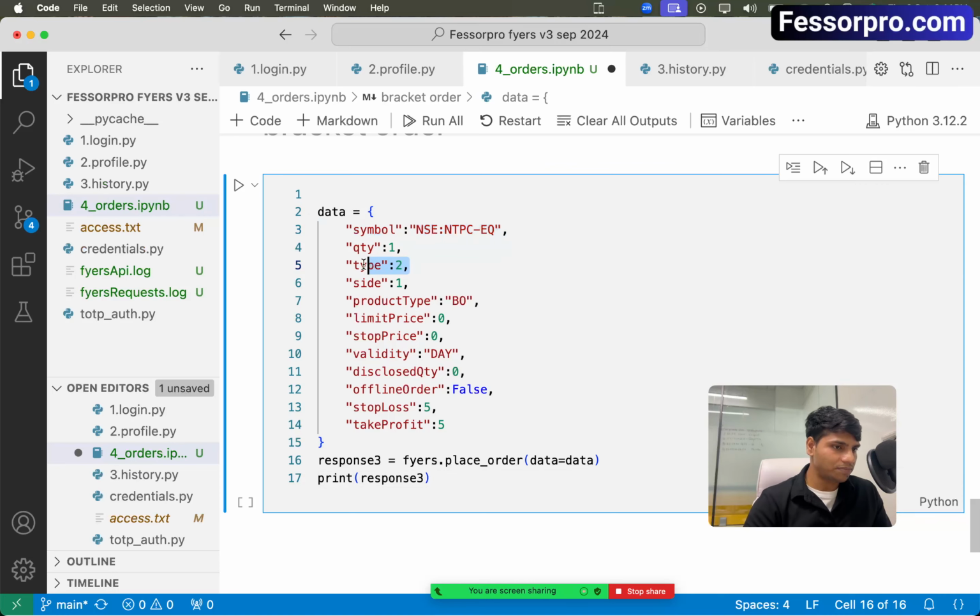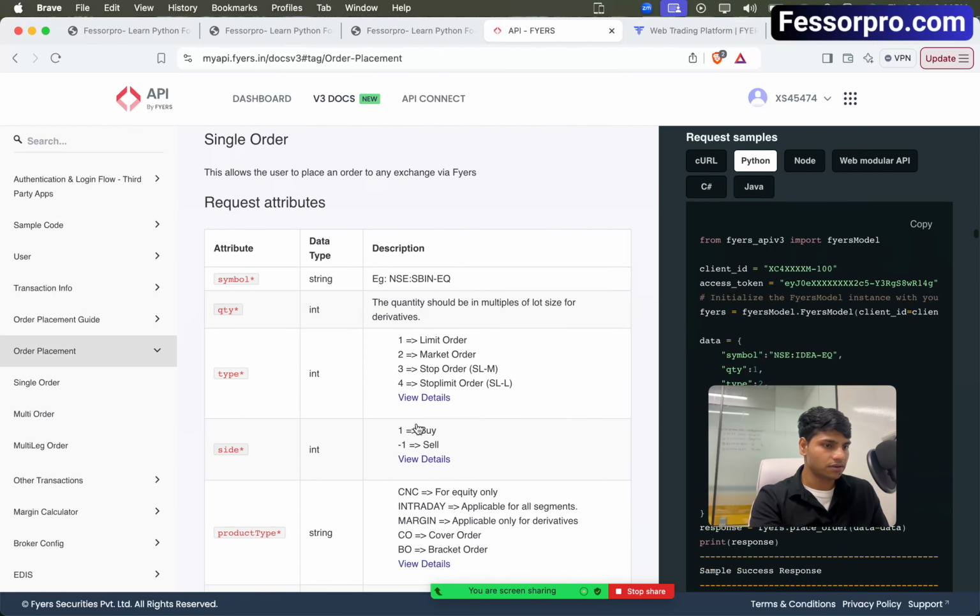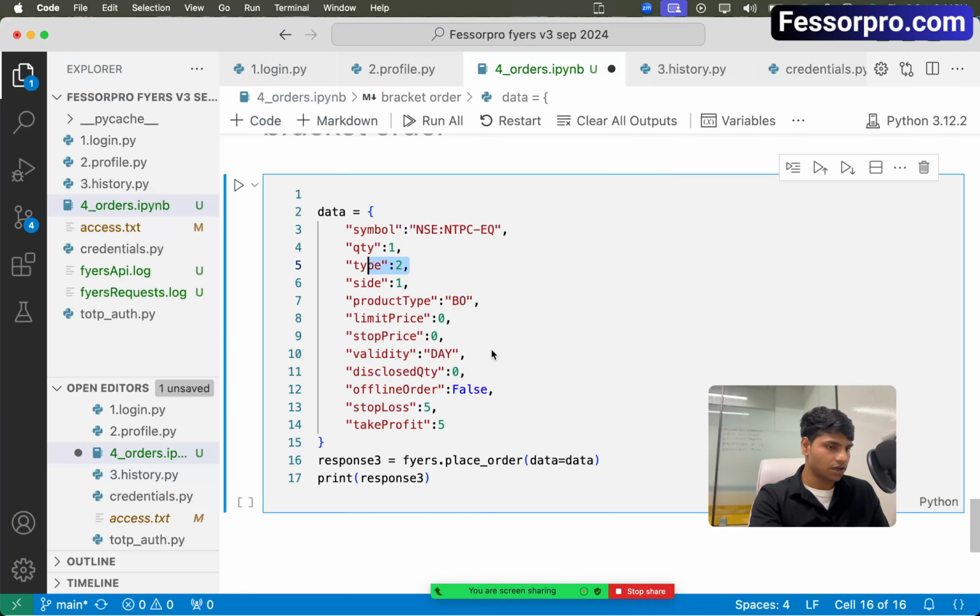Now my order type is 2. When your order type is 2, what does it mean? 2 means it's a market order. So the position taking order will be a market order. The moment I place this order, instantly my order will get filled. Side is 1, it means I want to buy.